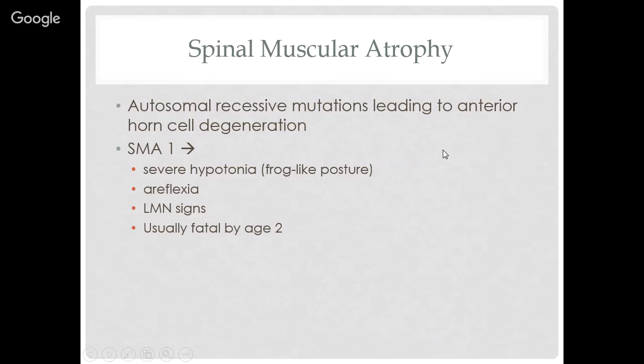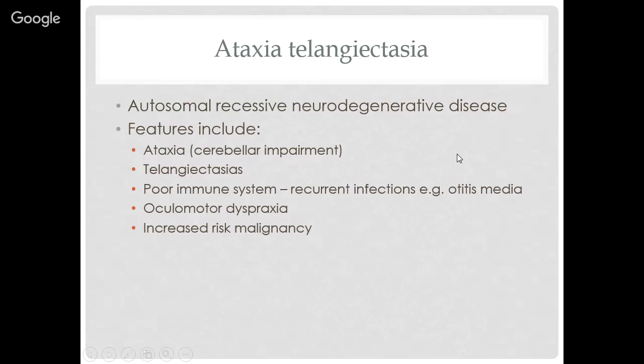So let's just go through all of these. Spinal muscular atrophy, like I said, autosomal recessive. Severe hypotonia, which is why it's a lower motor neuron sign. They call it a frog-like posture, no reflexes, and it's usually fatal. This is a very serious condition because they basically have degeneration of all their lower motor nervous system. Ataxia telangiectasia is an autosomal recessive neurodegenerative disease, and everything you need to know is the ataxia and telangiectasias. But also poor immune system, recurrent infections in particular.